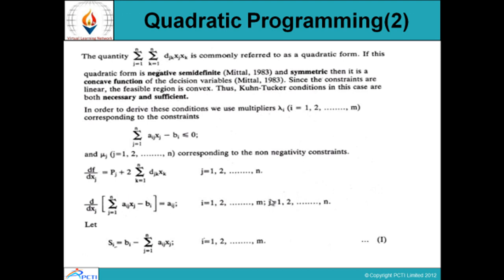Therefore, the derivative of summation of j equal to 1 to n aij xj minus bi with respect to xj equal to aij, where i equal to 1, 2, 3 up to m and j equal to 1, 2, 3 up to n. So, si equal to bi minus summation of j equal to 1 to n aij xj, where i equal to 1, 2, 3, 4 up to m.